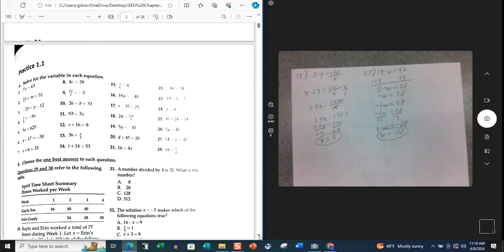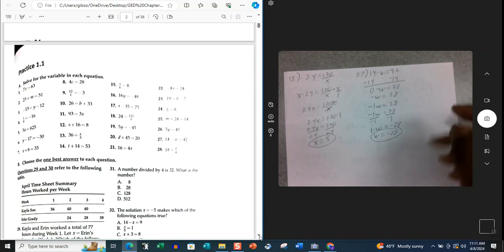Okay, now it says 29. Kayla and Aaron worked a total of 77 hours during week 1. Let x equal Aaron's hours for week 1. Okay, now which of the following equations could be used to solve for Aaron's hours during week 1? Okay, so now week 1, we said that they worked a total of 77 hours.